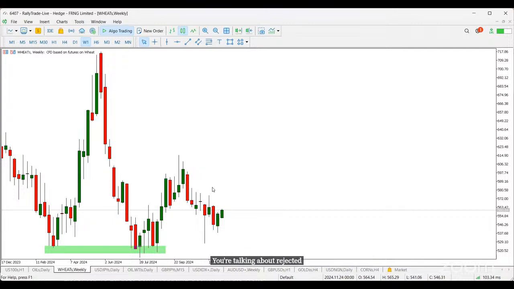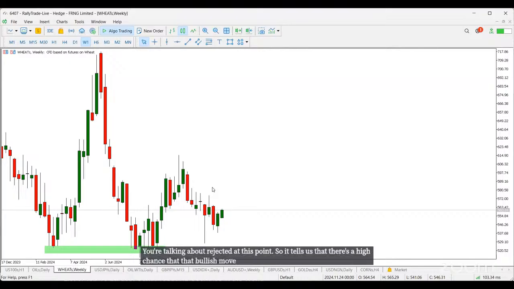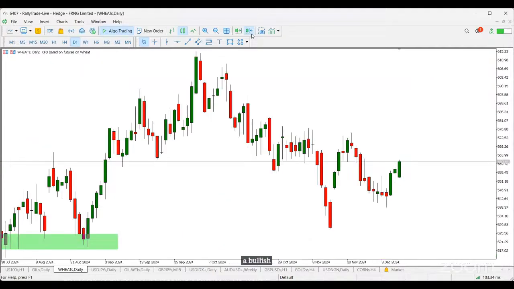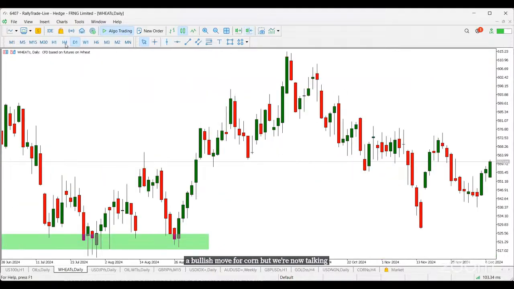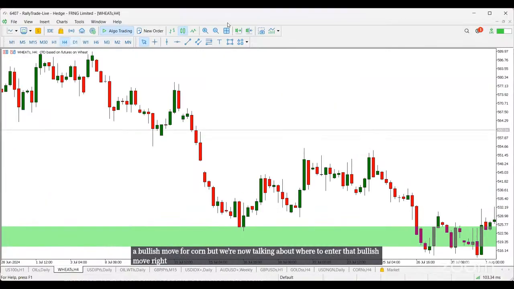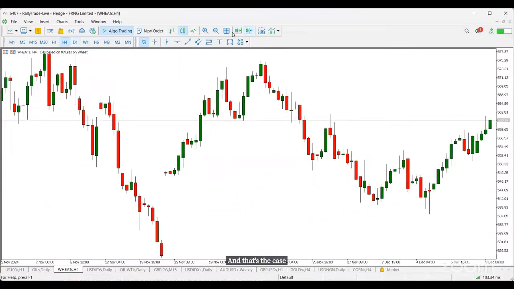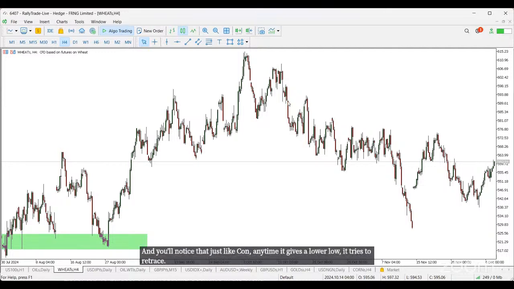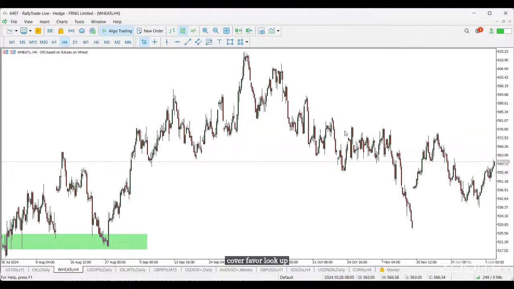So it tells us that there's a high chance that the bullish move will likely continue on wheat, just like we expect a bullish move for corn, but we're now talking about where to enter that bullish move, right? And that's the case also with wheat. Look at it now, wheat has been giving us lower lows, lower lows, lower lows. And you'll notice that just like corn, anytime it gives a lower low, it tries to retrace, cover fair value gaps and sell, cover fair value gap and sell.